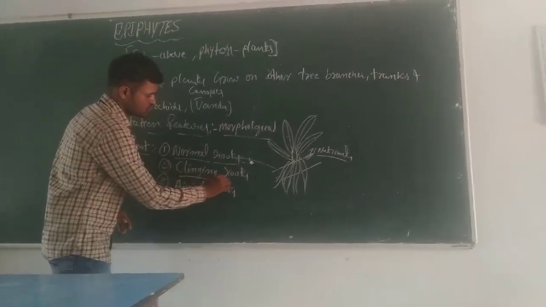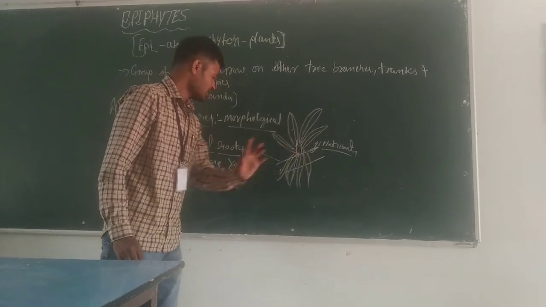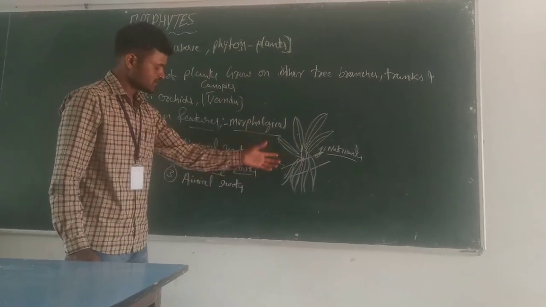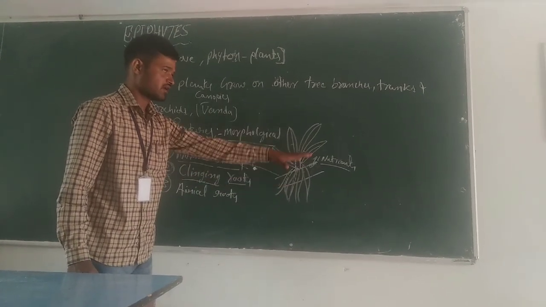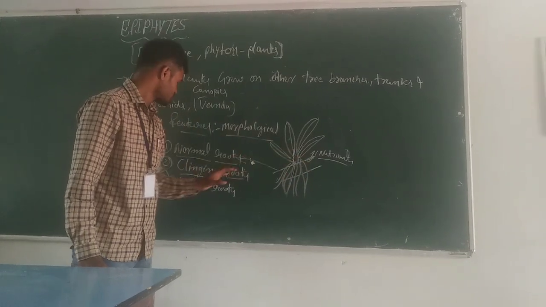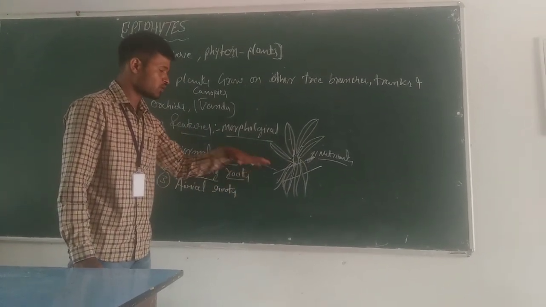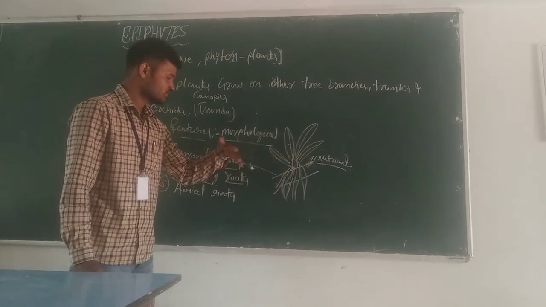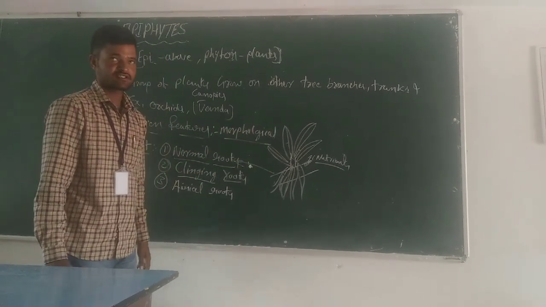Next, clinging roots. These roots are also present in orchids and other epiphytes. They are helpful for absorbing moisture from the environment. This is the main feature of clinging roots. These clinging roots do not hold the branches, but move freely in the orchids.